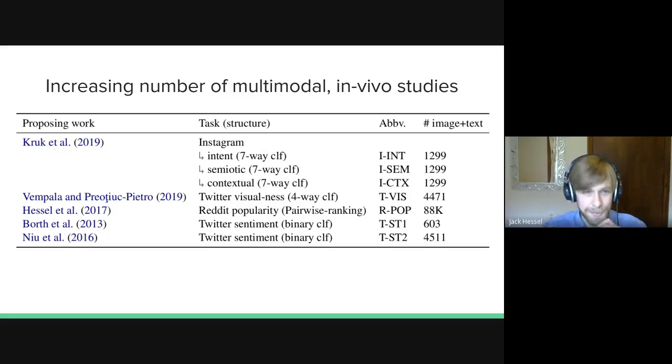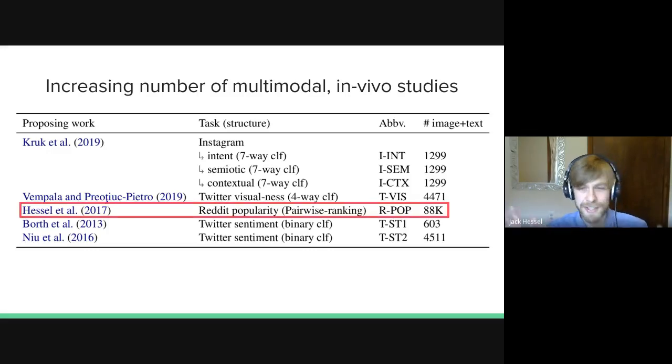So again, here people have gone out to in vivo communicative communities and have just scraped a bunch of data and are trying to predict different things about it. I think this is a very cool area. I'm going to highlight just as a case study that I think is representative of the structure of a lot of these works, our work on popularity prediction.